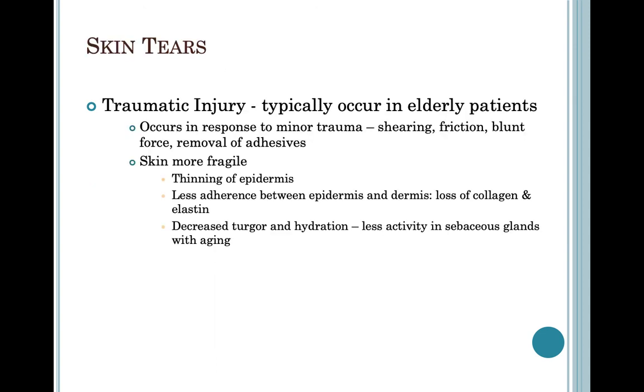Skin tears are unfortunately very common, especially in older adults. They occur in response to relatively minor trauma, so forces that a younger person may be able to easily withstand on the surface of the skin without any type of lasting repercussion can actually cause an open wound in patients where there's been physiological changes due to aging of the skin. So a lot of times we'll see skin tears on the back of the hand, the forearm, the shins of the patient, areas of the body that are very easily bumped or exposed to shearing or friction.